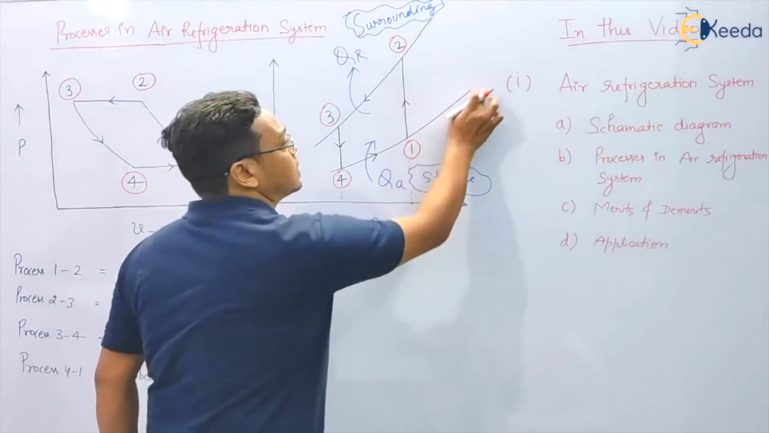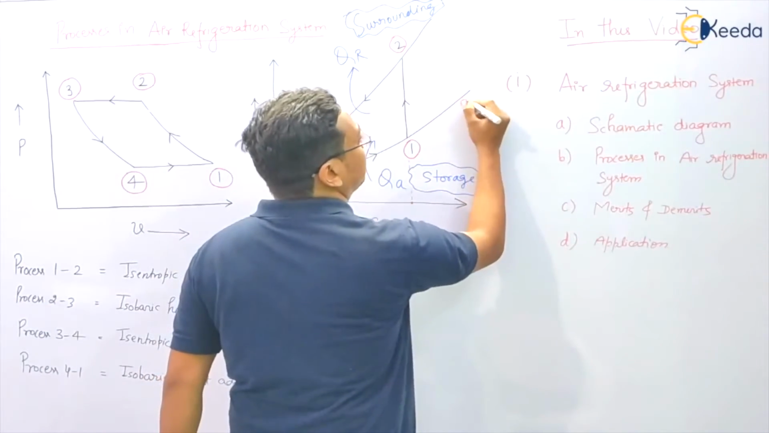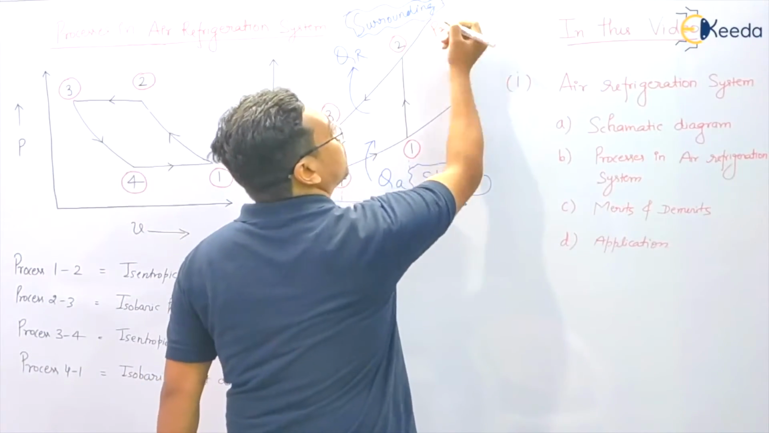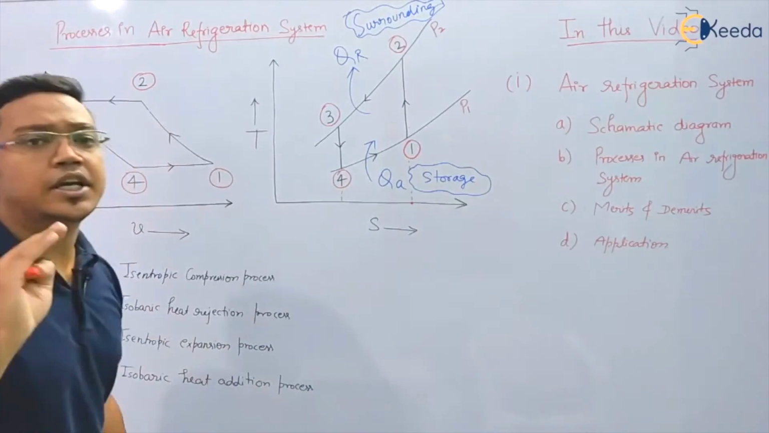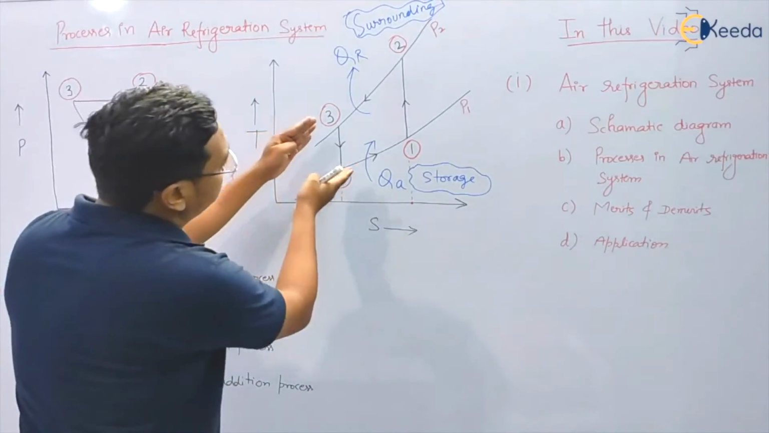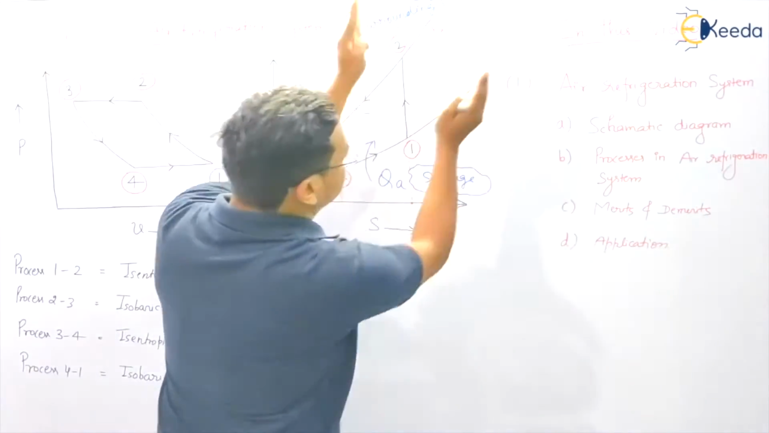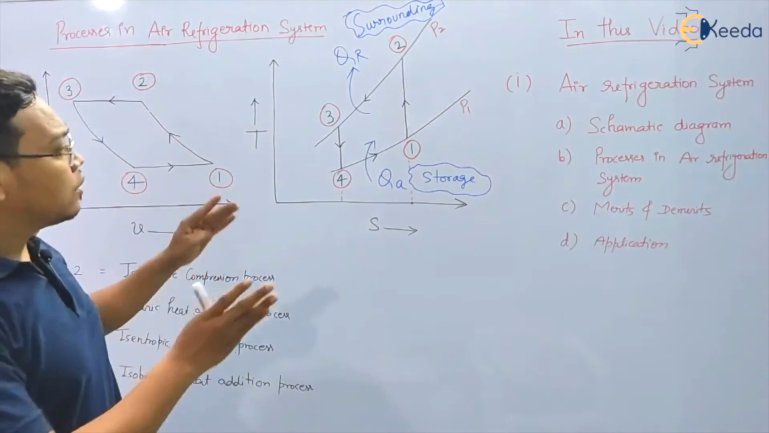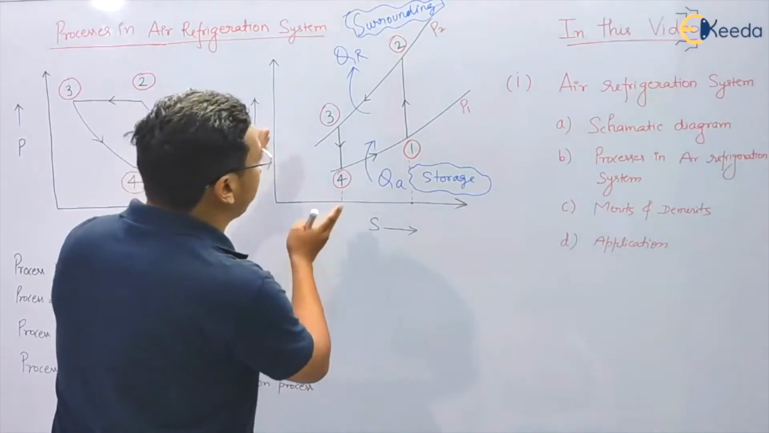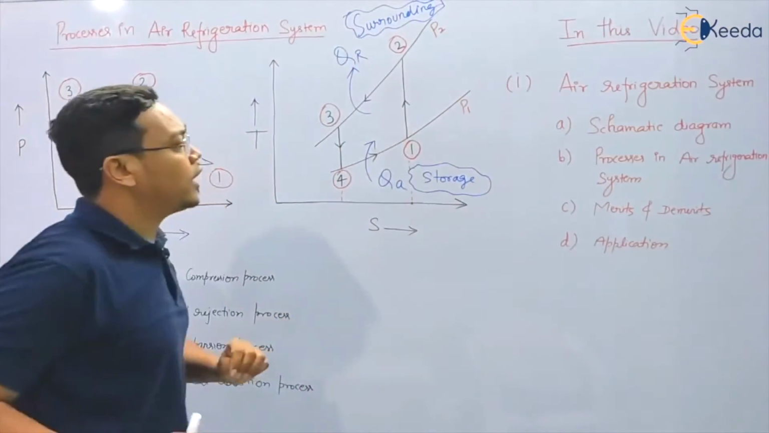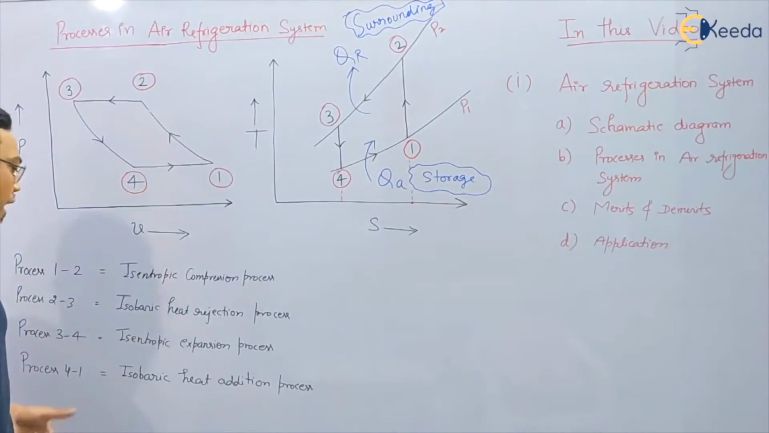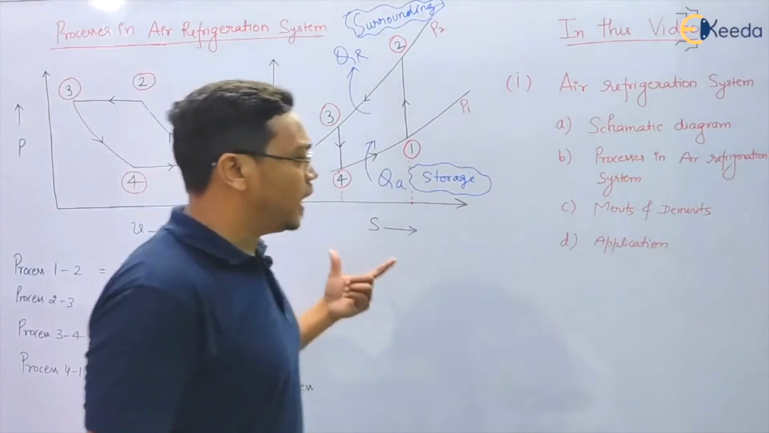Remember, these are the constant pressure lines. Suppose this is P1 and this is P2. These constant pressure lines on TS diagram always diverge. Remember this thing. Constant pressure lines on TS diagram will diverge. Okay. So here I have written the name of processes.